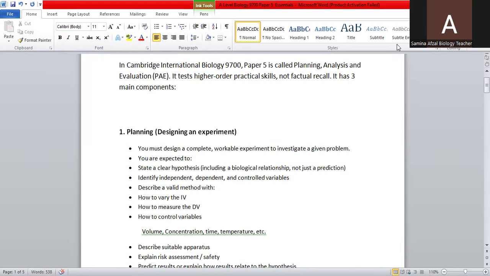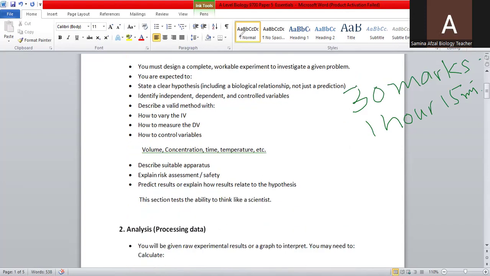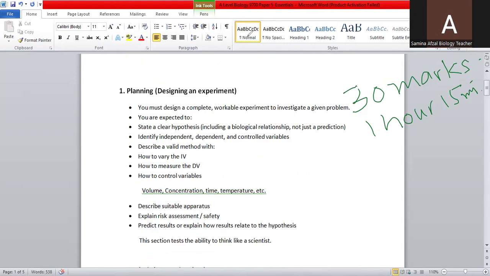This paper is of 30 marks, and the time is 1 hour 15 minutes to solve it. This paper consists of three main components which you must know in order to solve it. The first component we are going to discuss is planning.